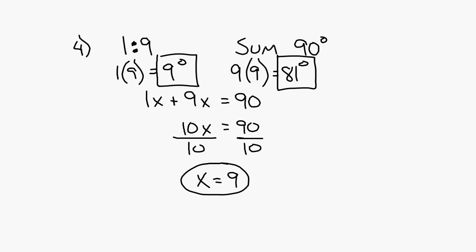Number 5. The ratio of length to width of a rectangle is 3 to 1. Length to width equals 3 to 1. Perimeter equals 88. What is the length? Okay, there's two ways to do this.